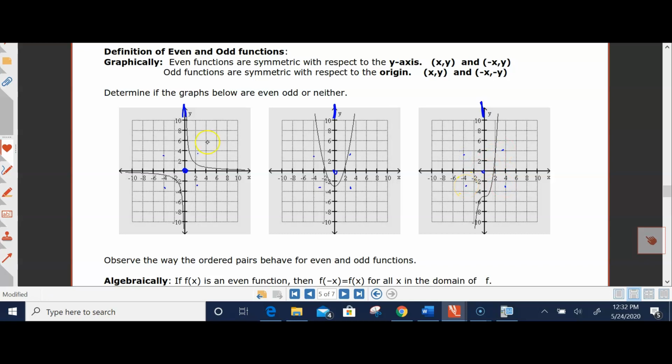Okay, so let's look at these graphs and determine what kind of symmetry they have, and then that'll tell us if it's even, odd, or neither. Looking at this first one, I noticed that across the origin, if I folded my paper right here along this dotted line, the graph in quadrant 1 would overlap the graph in quadrant 3. This is an odd function because it has symmetry across the origin.